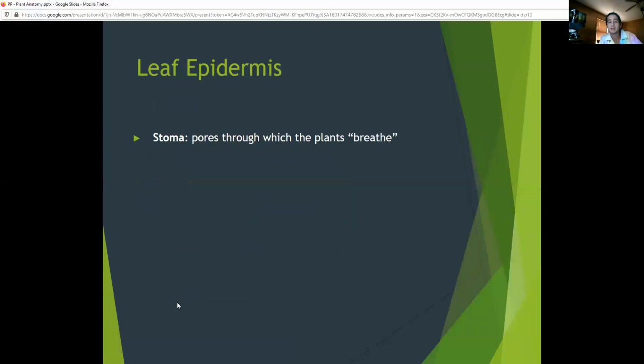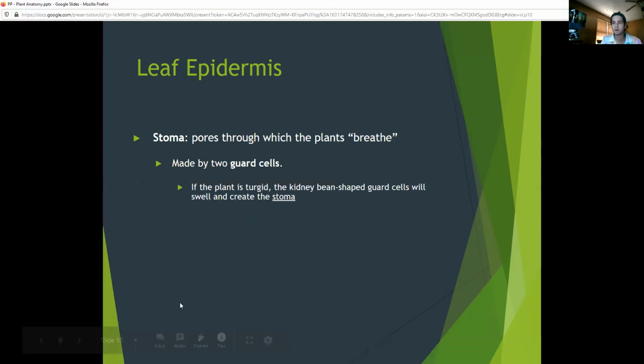So let's look at the leaf epidermis. It's going to have stoma, which are pores through which the plants breathe. They're made by two guard cells. So the whole structure is the stoma. The two cells that make it up are the guard cells.